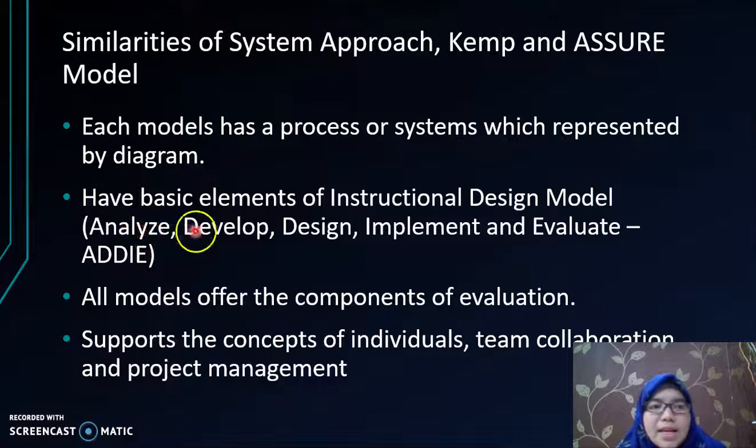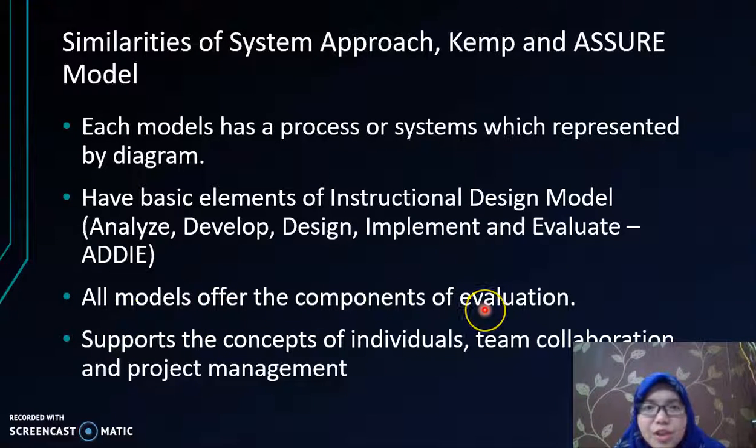Okay, next, all the models have the basic elements of instructional design, which is ADDIE: analyze, design, develop, implement, and evaluate. Okay, next, all models offer components of evaluation. As we can see here, all the models have evaluation, whether it's formative, summative, or confirmative evaluation.